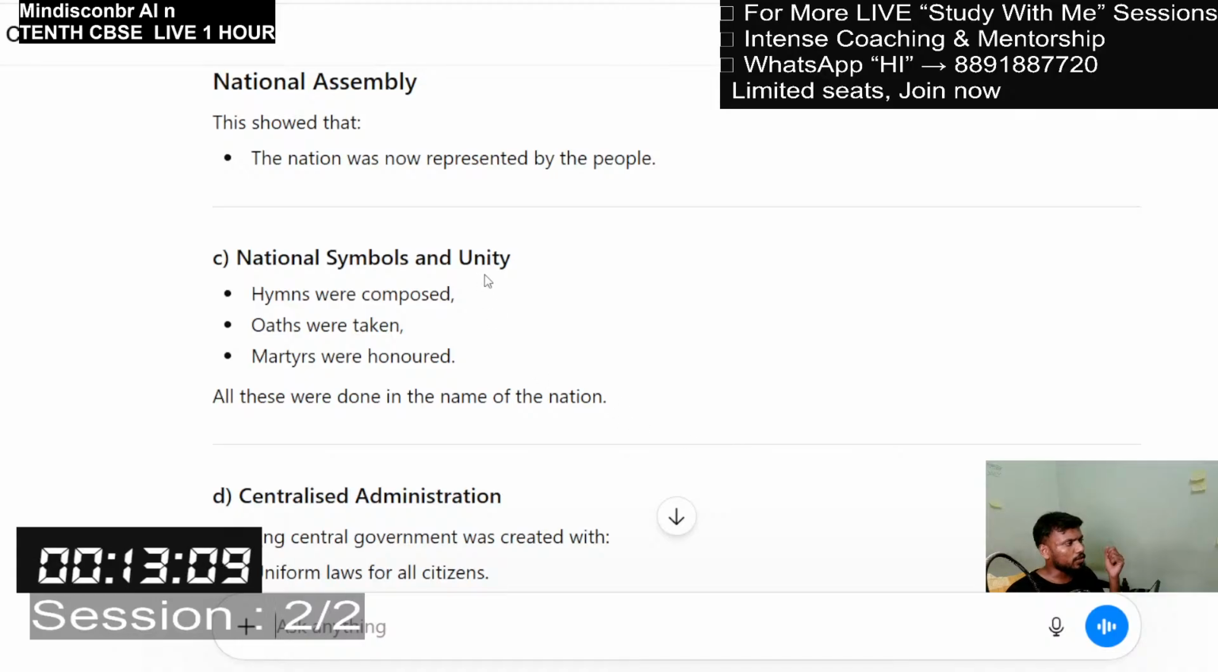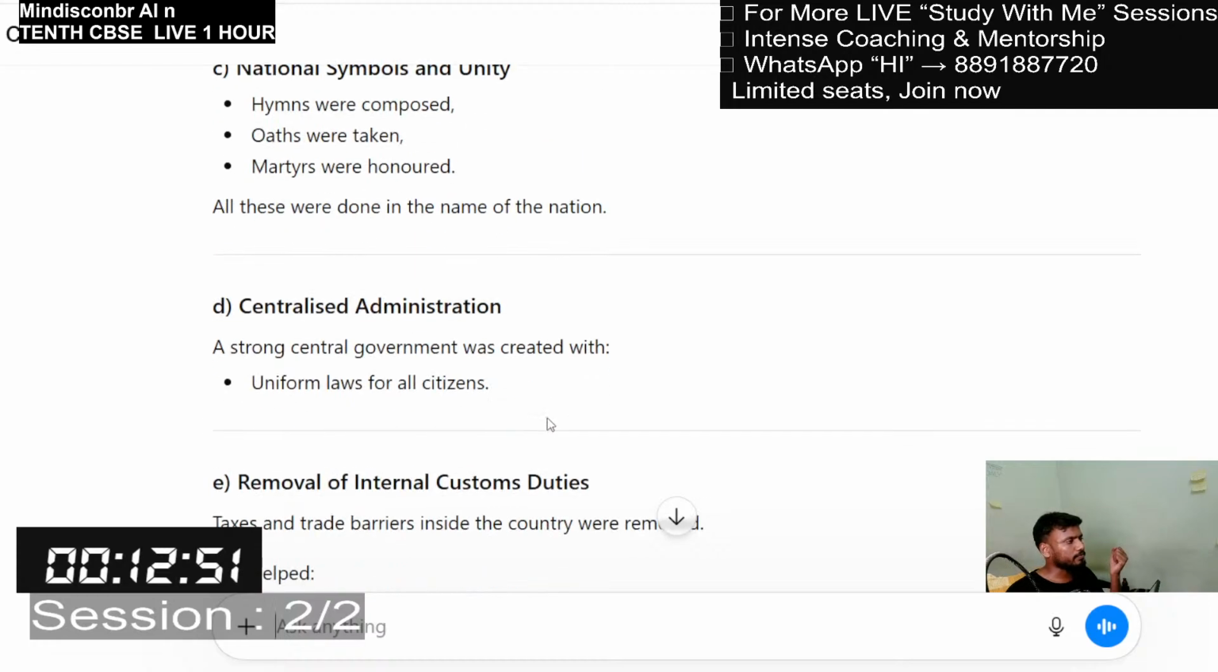National symbols and unity. Hymns were composed. Hymns are small poems. Oaths were taken. Many promises were made. Martyrs were honored. Those who gave their lives for the French Revolution were honored. All these were done in the name of the nation.